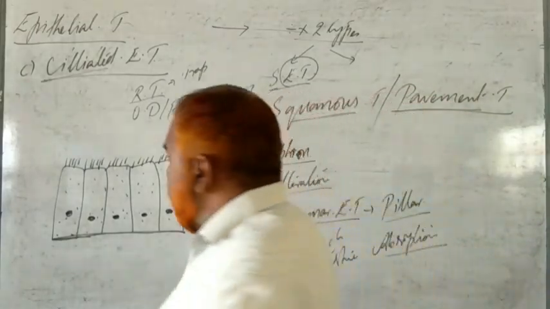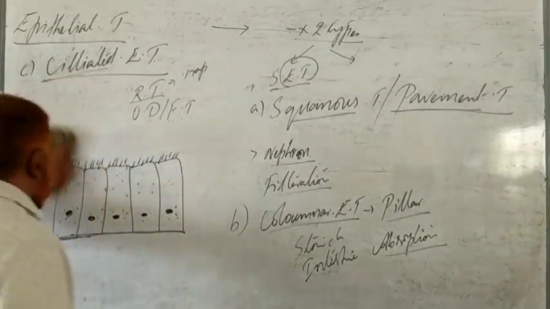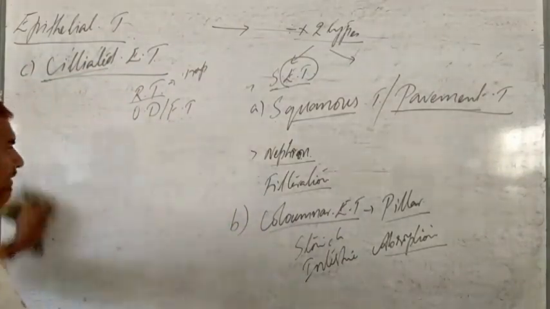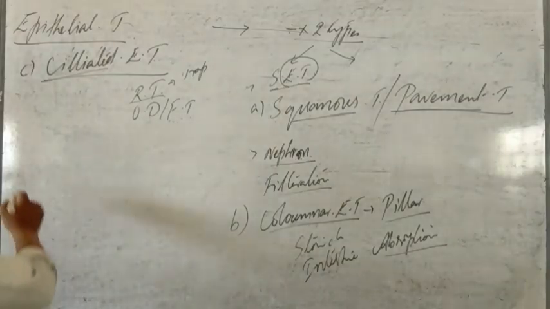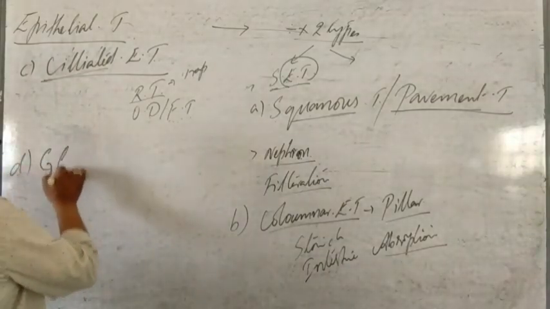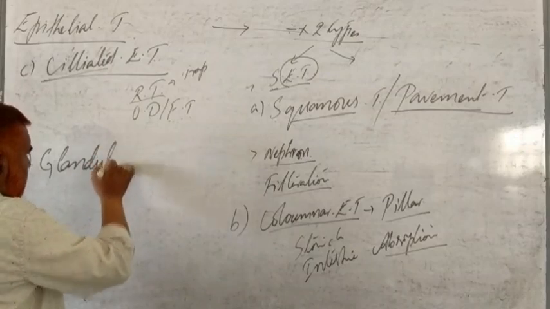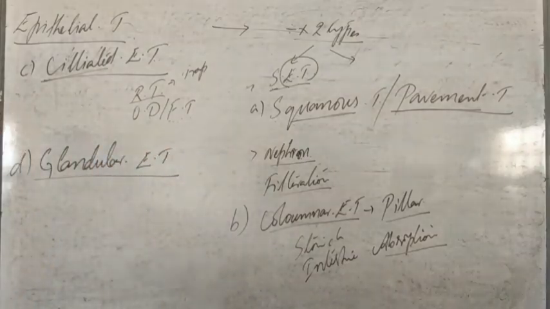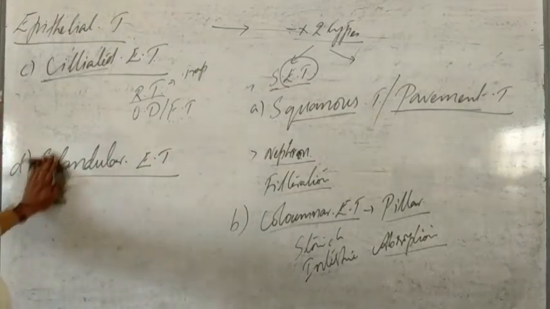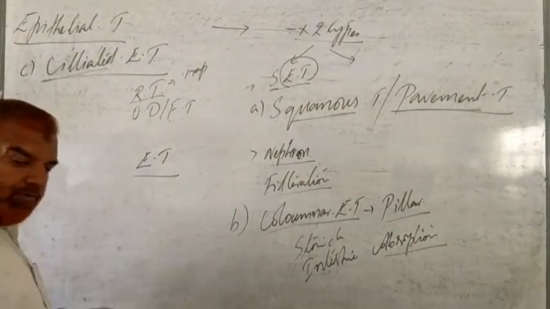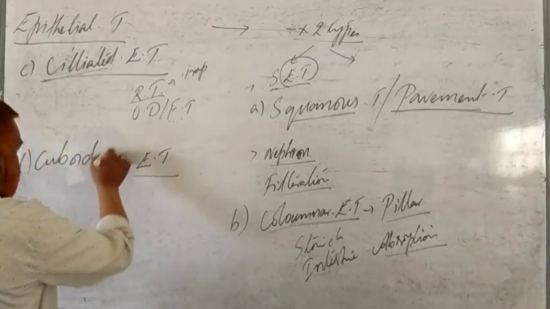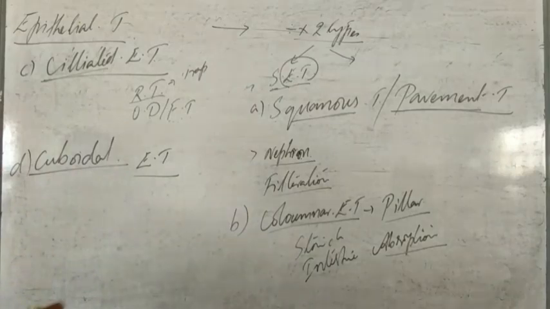After that, we have one more type known as glandular epithelial tissue. But before we go to glandular, we'll talk about cuboidal epithelial tissue. Here the cells are cube-like.